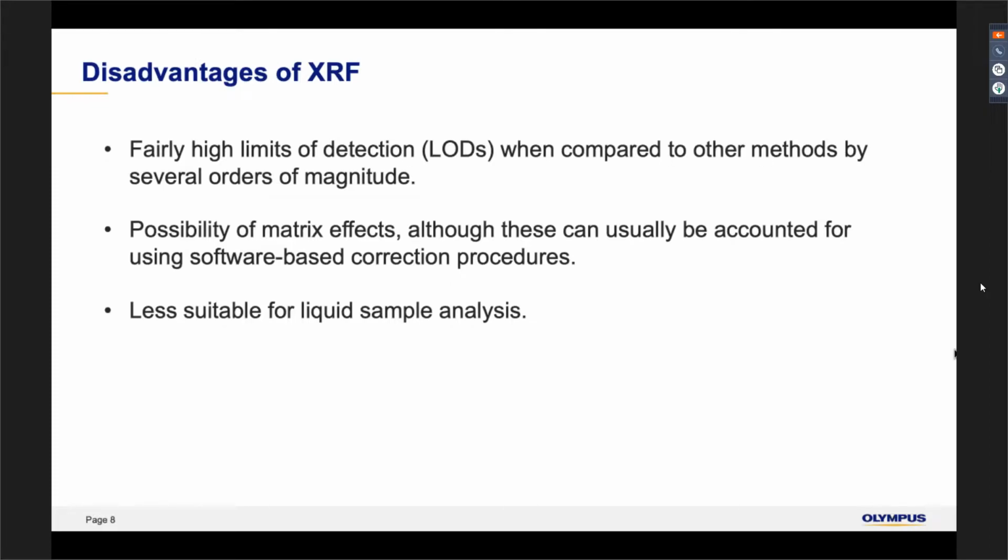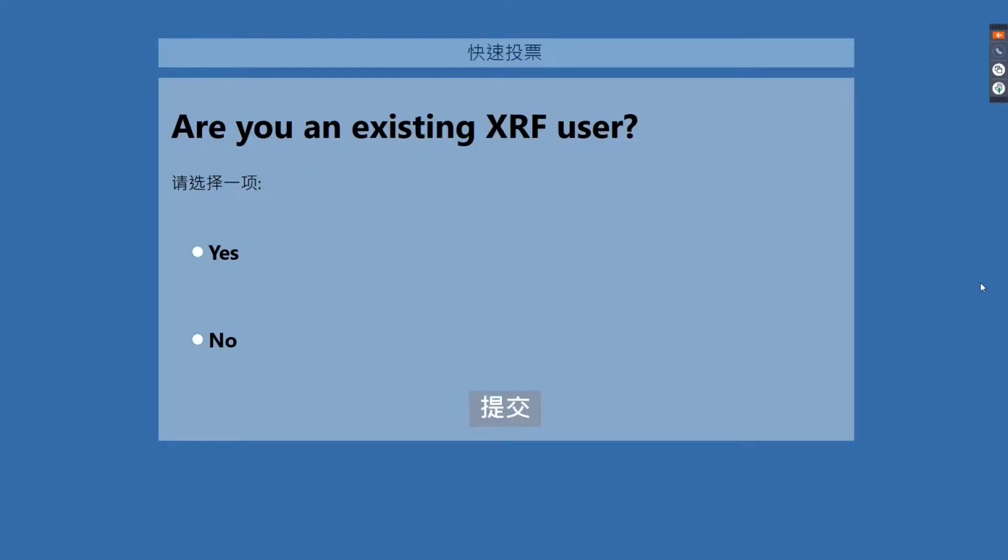Before I pass the baton to Prof. Chang, I would like to start a poll right now. I just want to have a quick understanding of all the participants over here. How many of you are existing XRF users? Probably take 5 seconds. I'll put it for probably 1 minute for everyone to start voting.